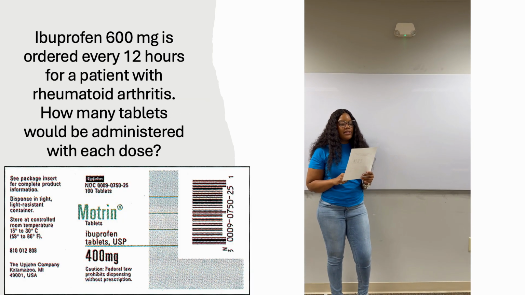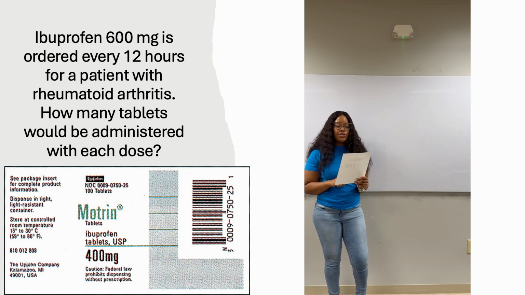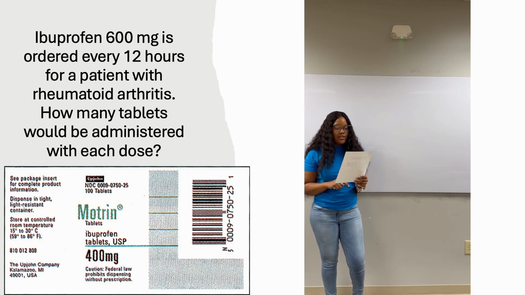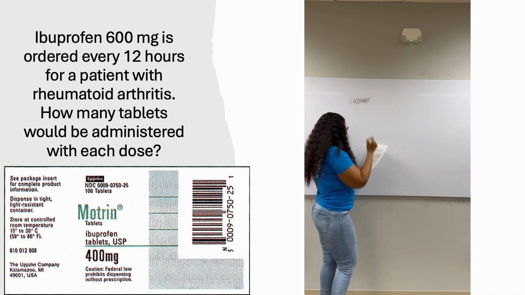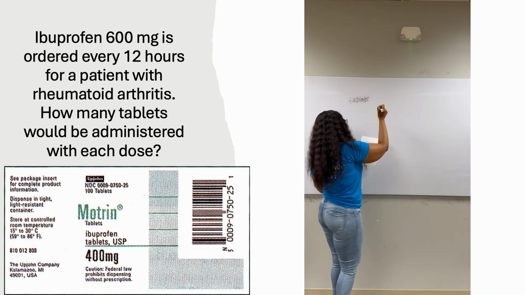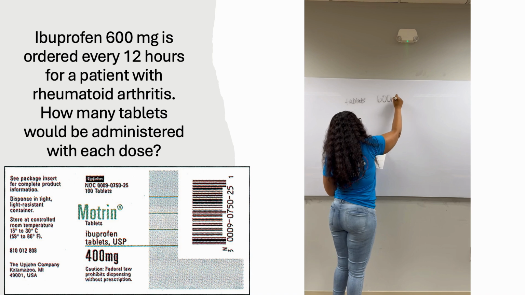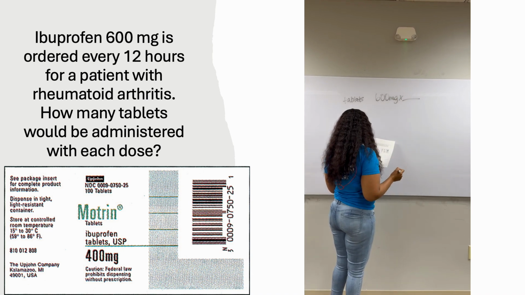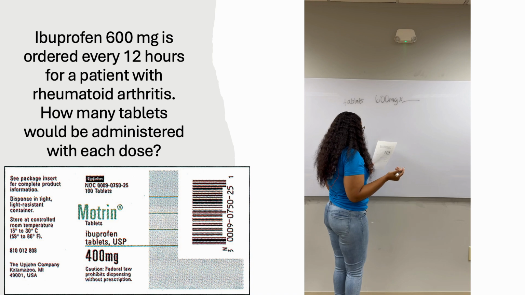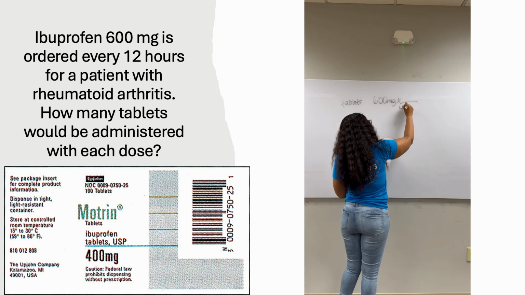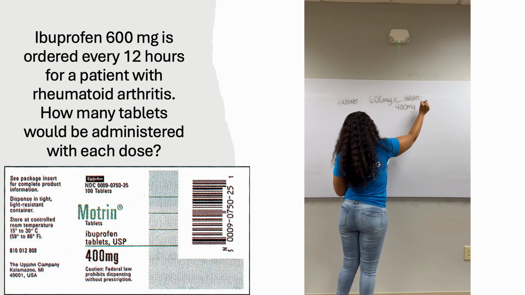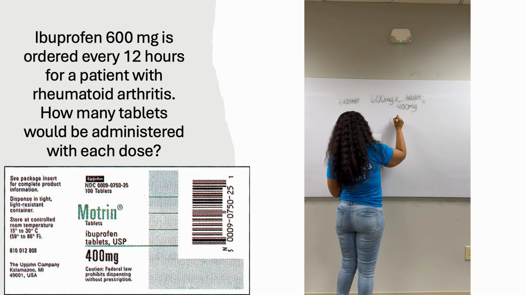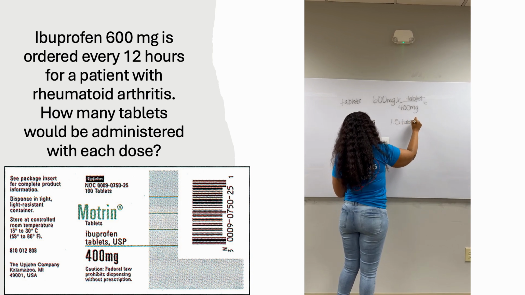Ibuprofen 600 milligrams is ordered every 12 hours for a patient with rheumatoid arthritis. How many tablets would the nurse administer with each dose? So we know that our answer needs to be in tablets. So we're just going to write this down to the side just to remind us. Okay, so let's start with the physician's order. So the physician ordered 600 milligrams. So we know milligrams has to cancel out, so let's go to our label. Our label says that it is available in 400 milligrams per tablet. So we're going to multiply straight across and then divide, and then we're going to get 1.5 tablets.